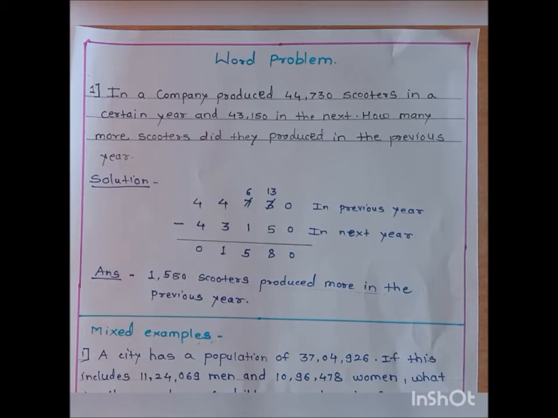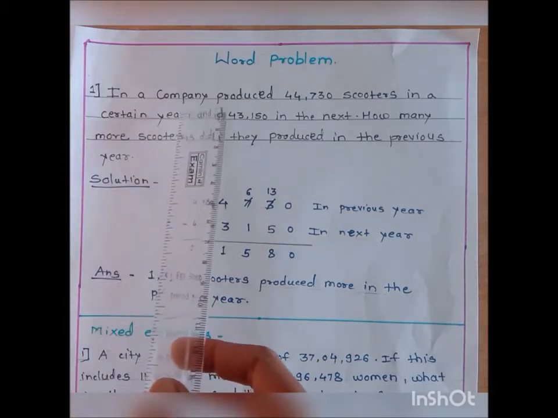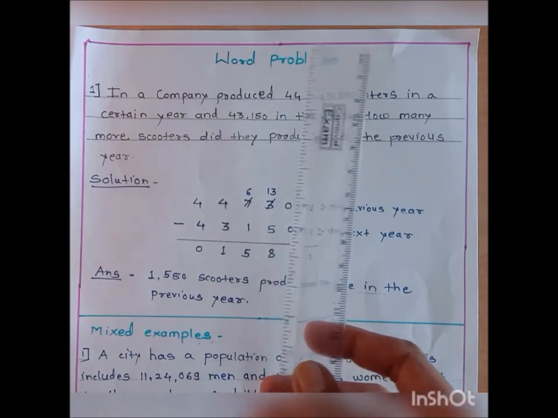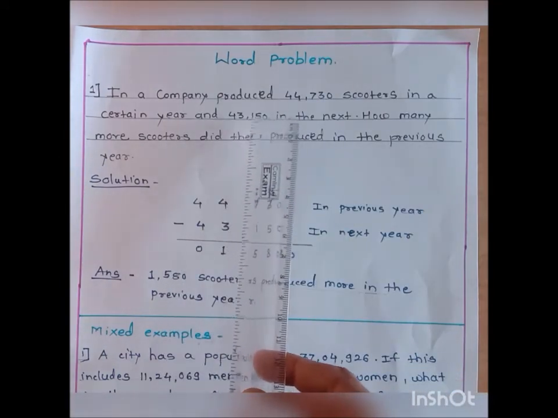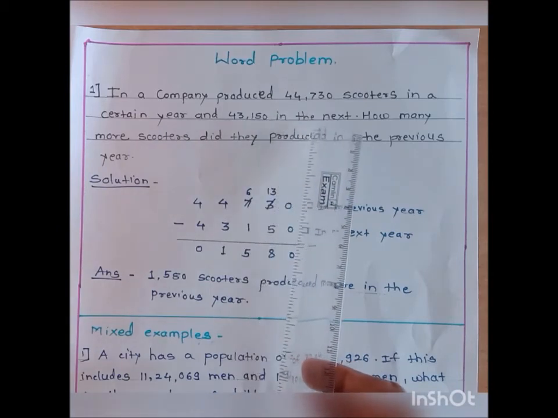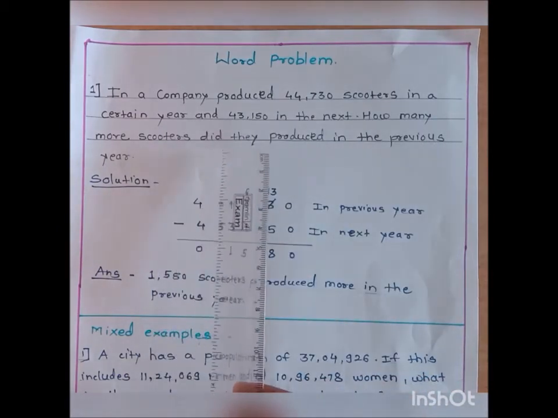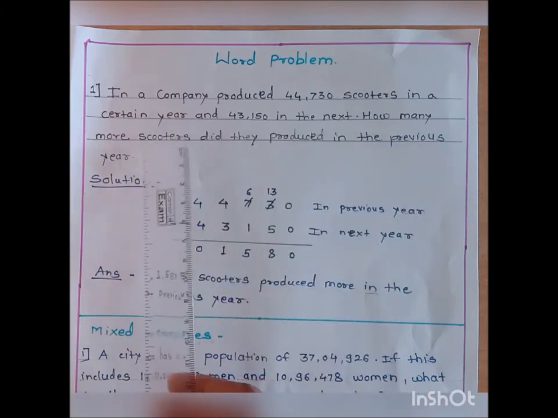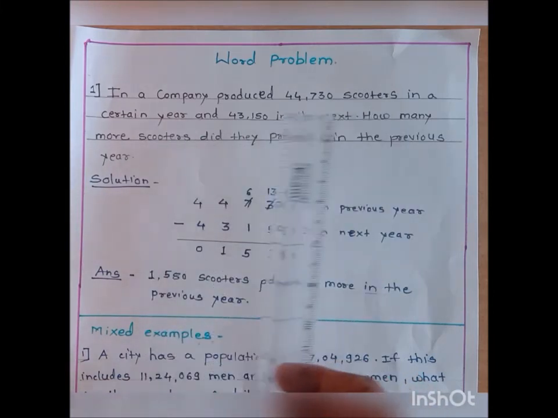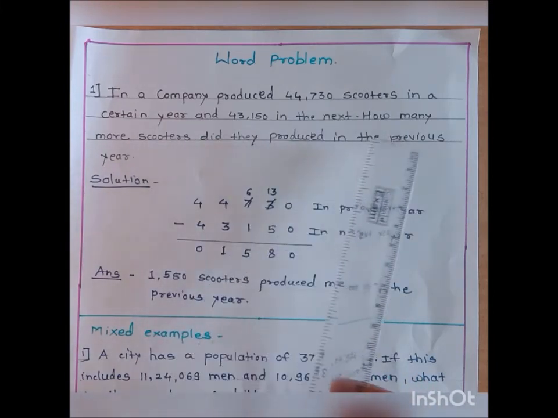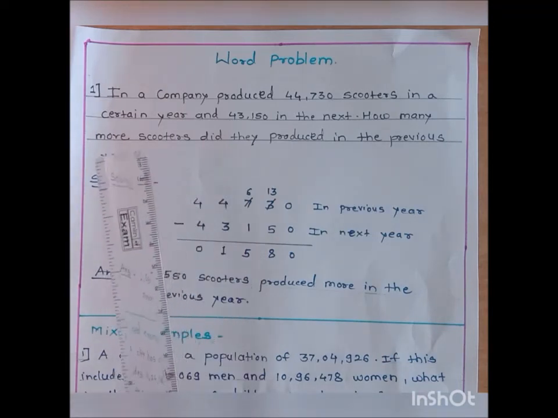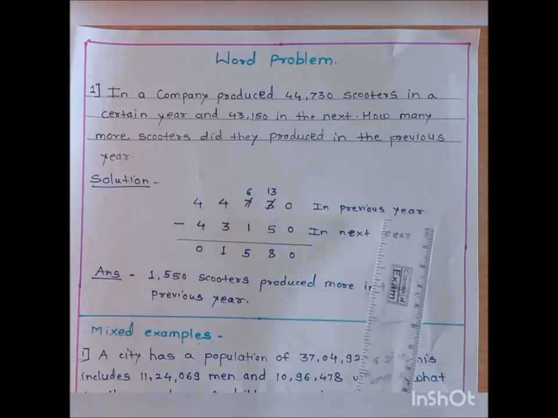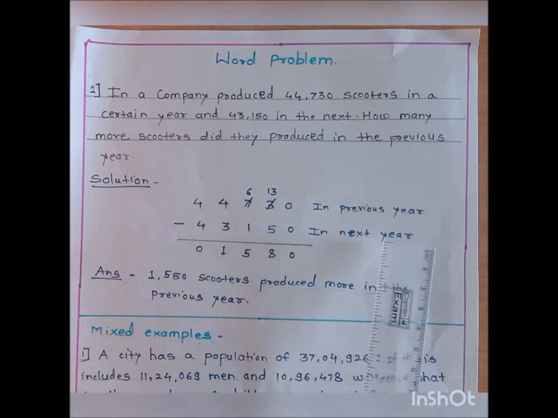Word problems of subtraction. See the first example. A company produced 44,730 scooters in a certain year and 43,150 in the next. How many more scooters did they produce in the previous year? Here we have to find how many more scooters they produced in the previous year. They have given here the scooters produced in the previous year and the scooters produced in the next year.